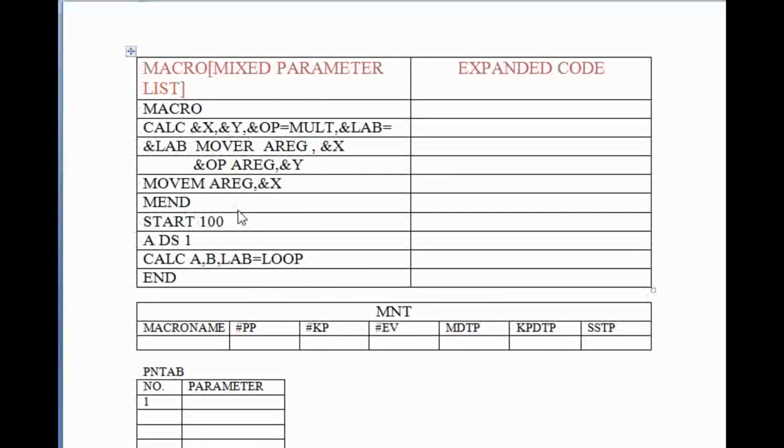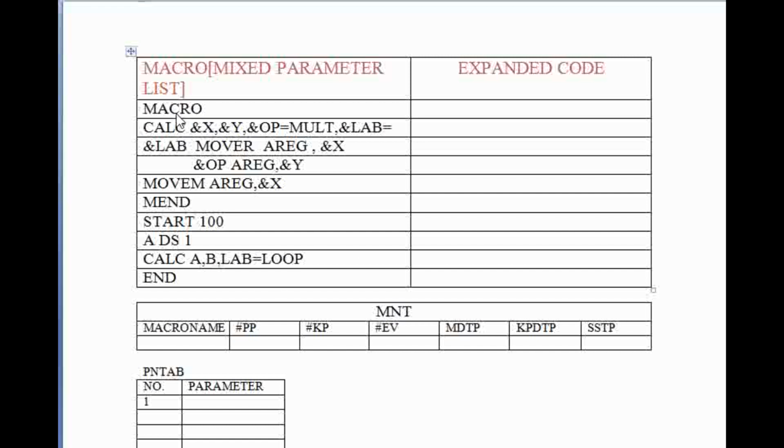Okay, we look at the expansion of a macro that contains a mixed parameter list. This is a macro that contains both positional parameters as well as keyword parameters, and when we have a mixed list, positional parameters should always appear before the keyword parameter list. Here this keyword MACRO indicates the beginning of the macro.